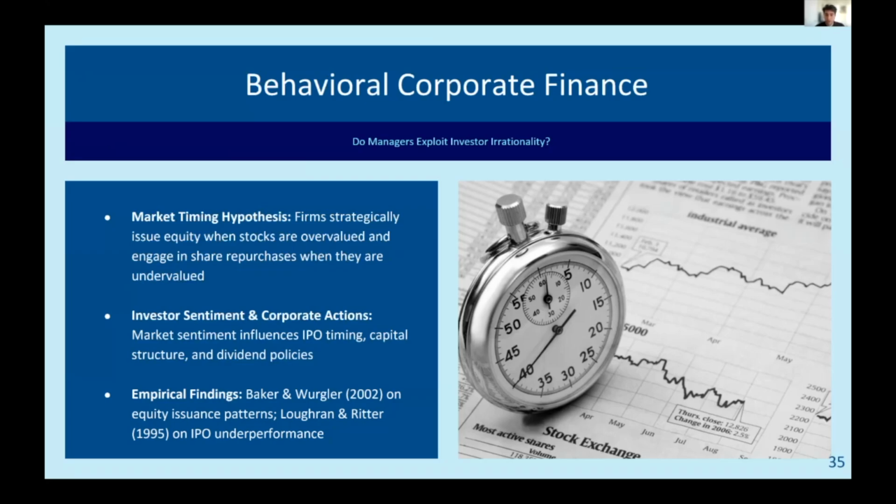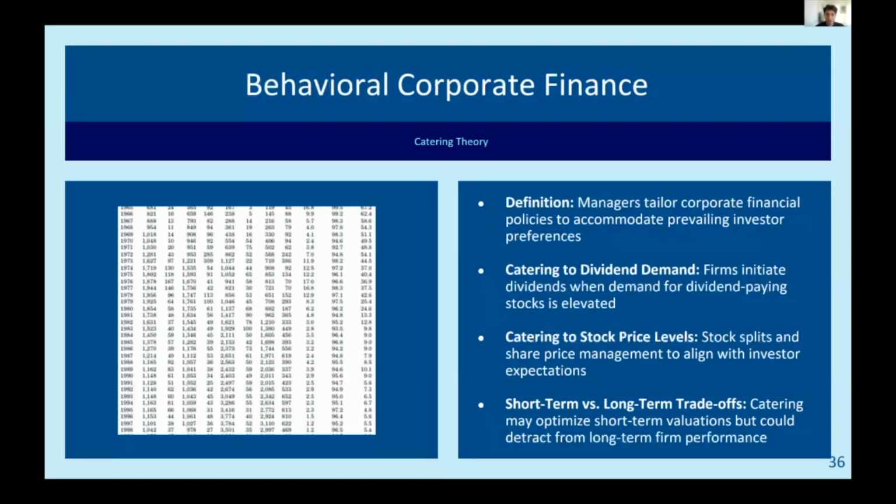Similarly, when pessimism causes stock prices to fall, firms may initiate buyback programs. This suggests that managers recognize and capitalize on market inefficiencies rather than making purely rational decisions. Managers don't just react to investor sentiment, they also cater to investor preferences.